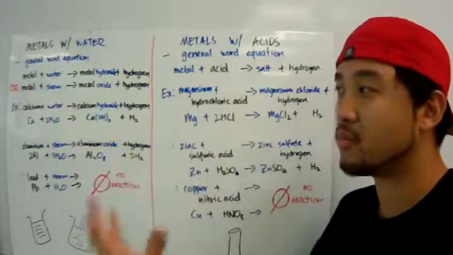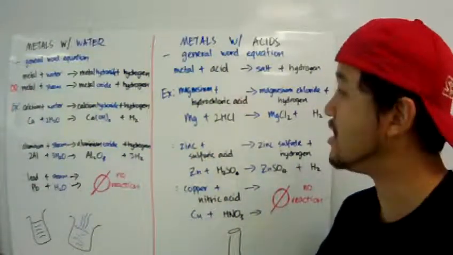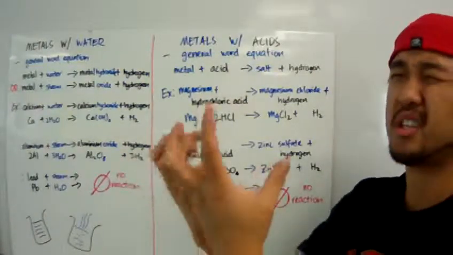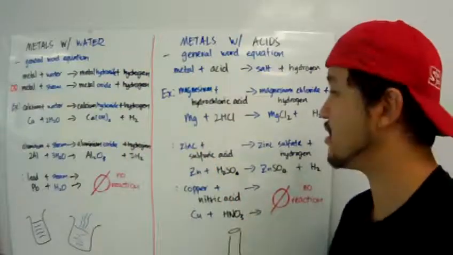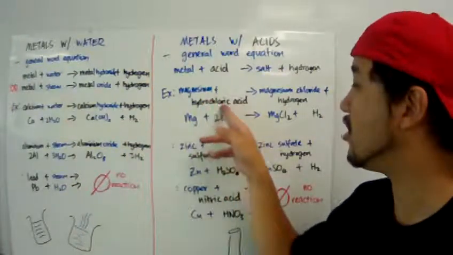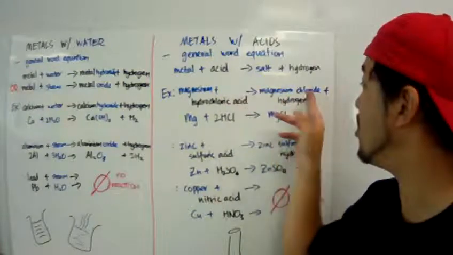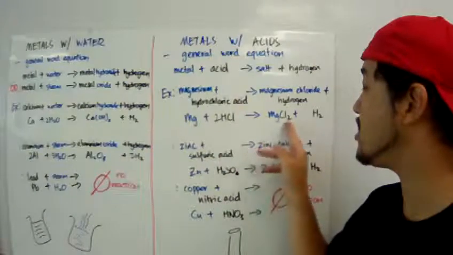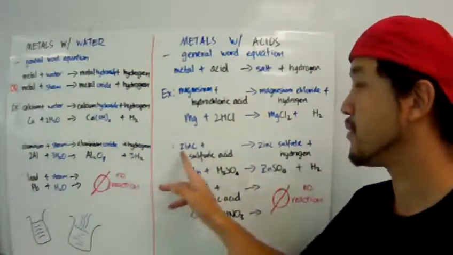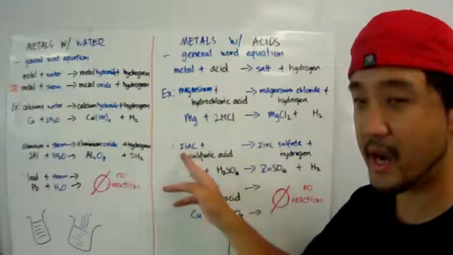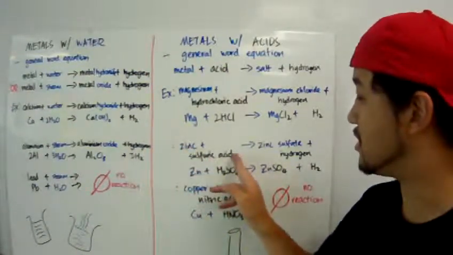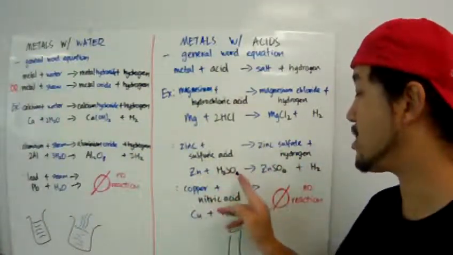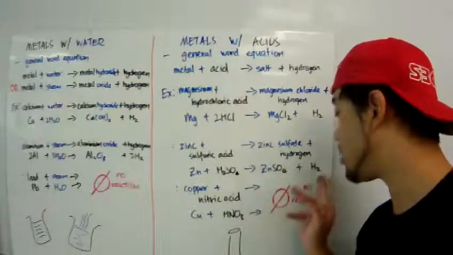Some metals, like in group 1, react very violently with acids. Others will react vigorously. You see a lot of bubbling and fizzing, okay? Like magnesium with hydrochloric acid gives you magnesium chloride and hydrogen. Mg plus HCl gives you MgCl2 and H2. Other transition metals may not react so violently, like zinc and sulfuric acid. That will give you zinc sulfate and hydrogen. Zn plus H2SO4 gives you ZnSO4 and H2.